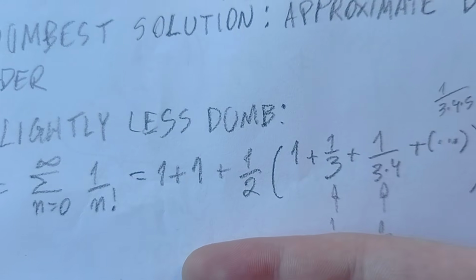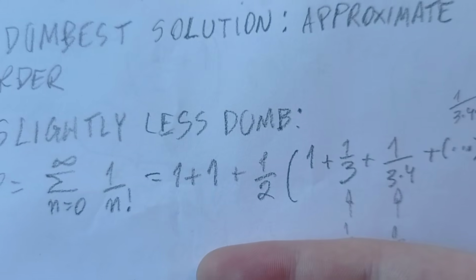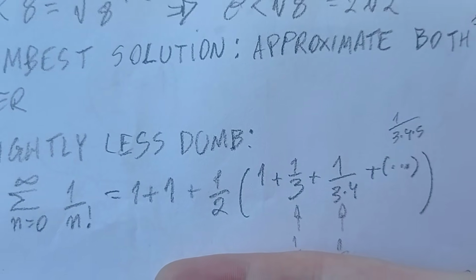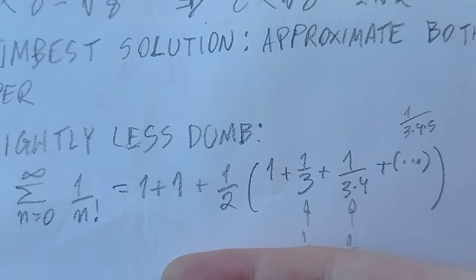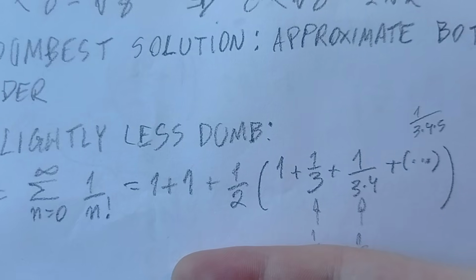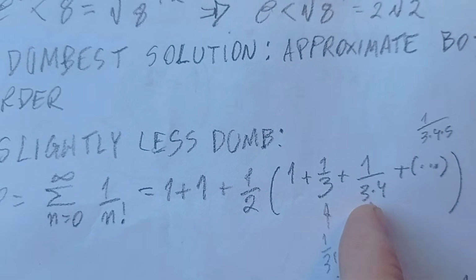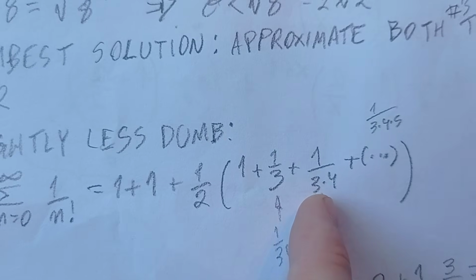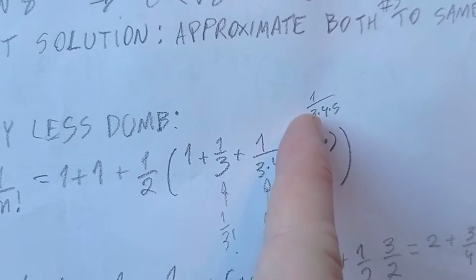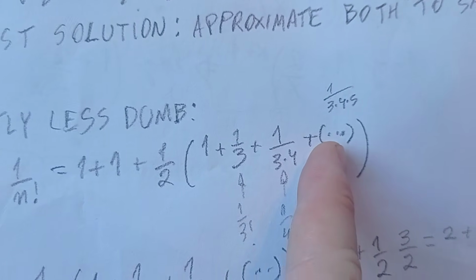So 1 divided by 0 factorial is by definition 1. 1 divided by 1 factorial is also 1. 1 divided by 2 factorial is half. 1 divided by 3 factorial is 1 divided by 1 times 2 times 3, which is this term here, and so on. So this is 4 factorial. If we multiply with this 2 here, and so on, we have further terms. All of them are in these 3 dots here.